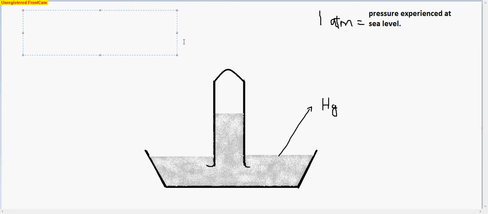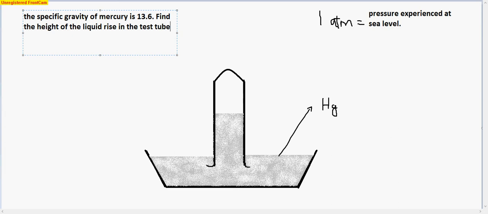Okay, the specific gravity of mercury is 13.6. Specific gravity of mercury is 13.6. Find the height of the liquid rise in the test tube. Now that is a question.